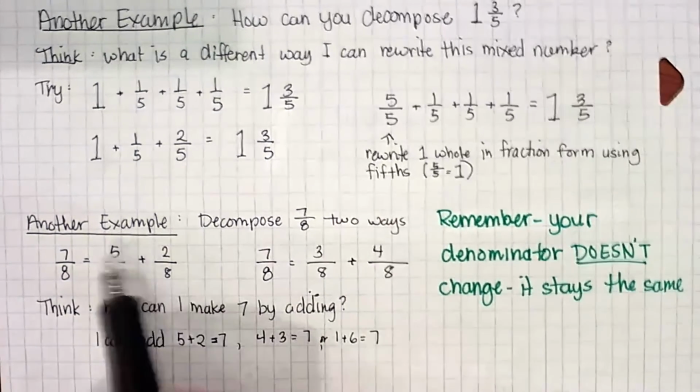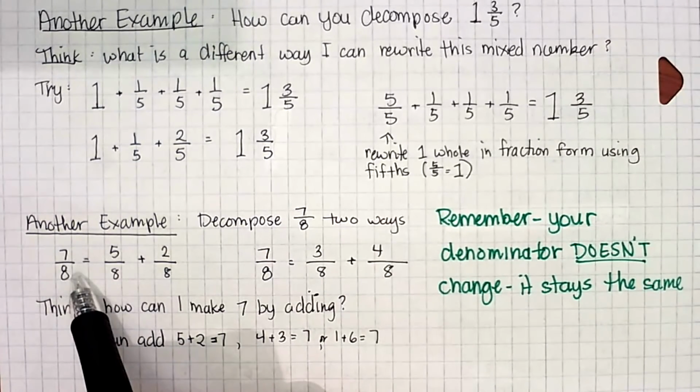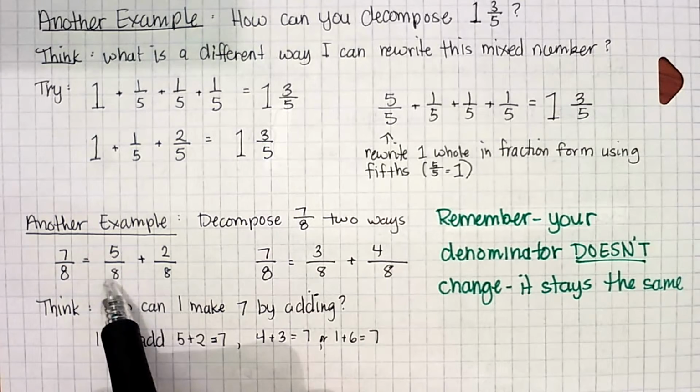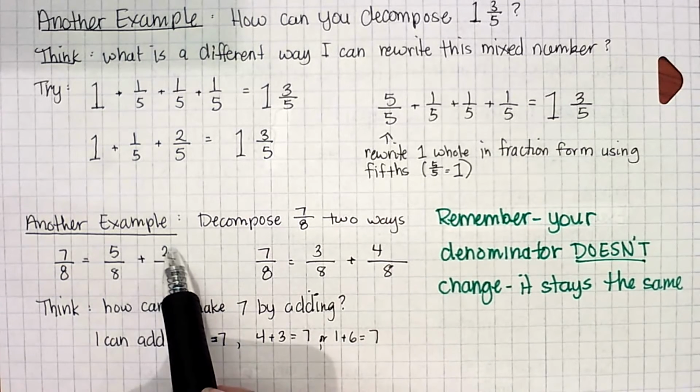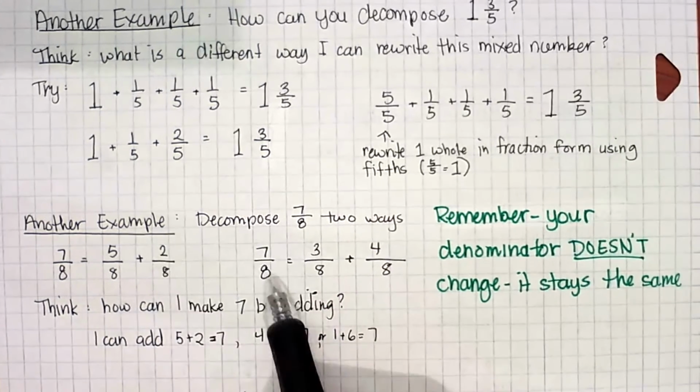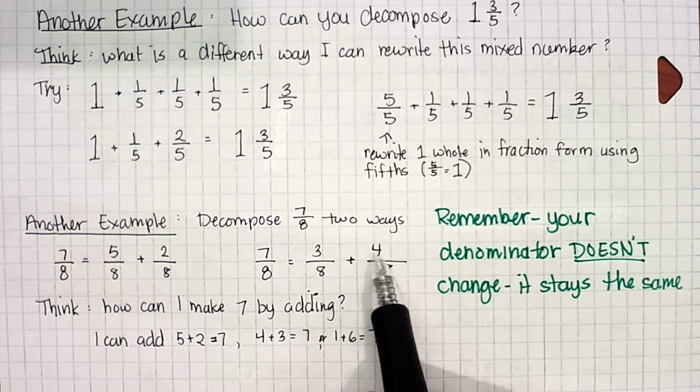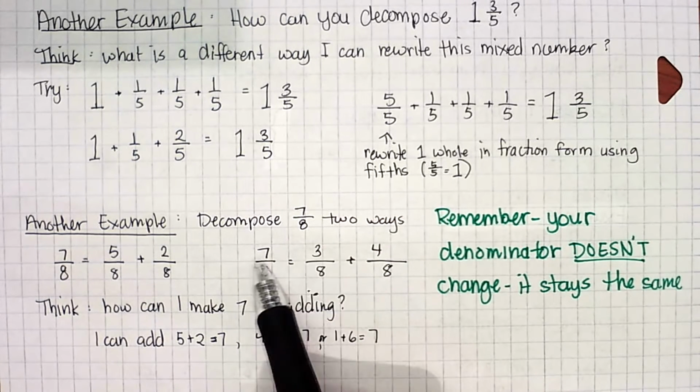So if I'm looking for just 2 ways, 7 over 8, so make sure your denominator stays 8 for all of these, is equal to 5 over 8 and 2 over 8. 7 over 8 is also equal to 3 over 8 and 4 over 8. These are both ways to make 7.